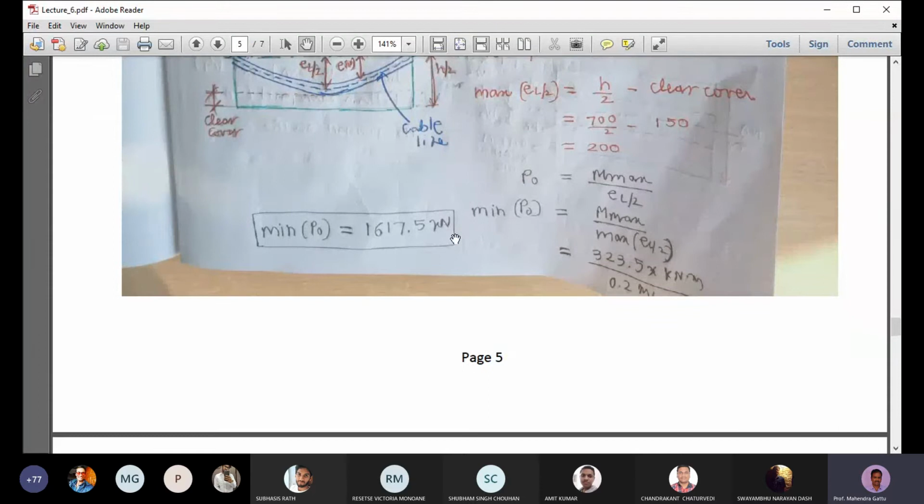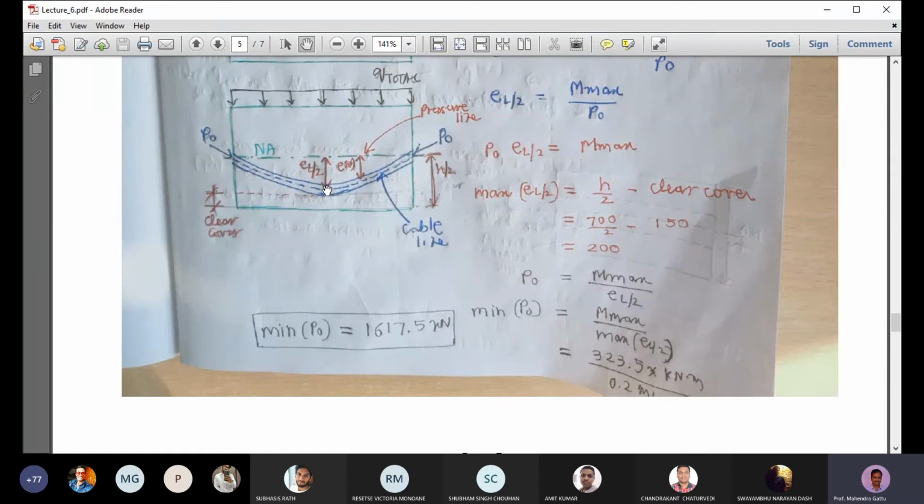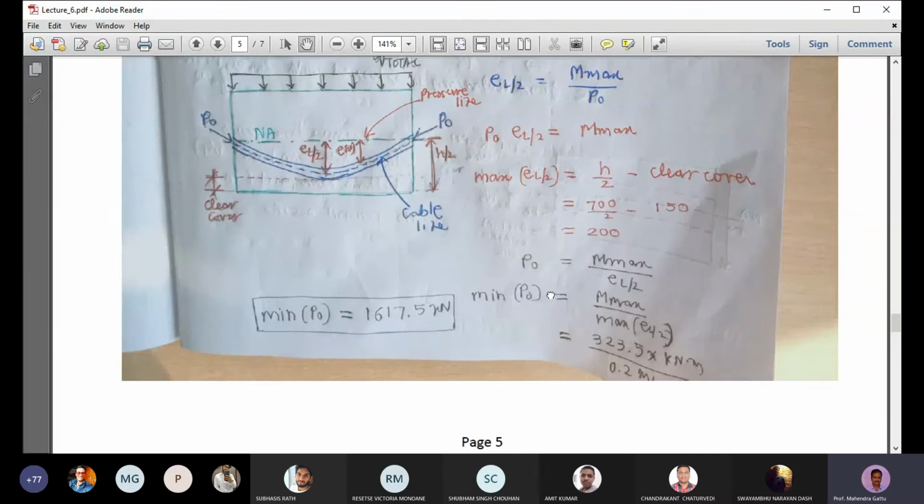So we are getting around 323.5 kilonewton meter by 0.2 meters. So 200 millimeters as 0.2 meters, we get 1617.5 kilonewton. We can choose eccentricity still less, but what will happen is the pre-stressing force will increase. So to minimize the pre-stressing force, we have to choose the maximum possible eccentricity. So that's why I've written this equation like this.